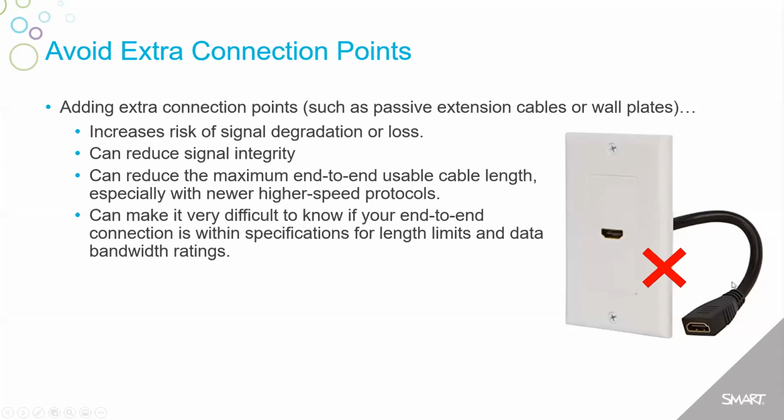This wall plate in this illustration, I have no idea what it's rated for. Is it rated for a 5 gigabit per second standard HDMI? Is it rated for 10 gigabits per second high-speed HDMI? Is it rated for 18 gigabits per second premium high-speed HDMI? I have no way to know that.